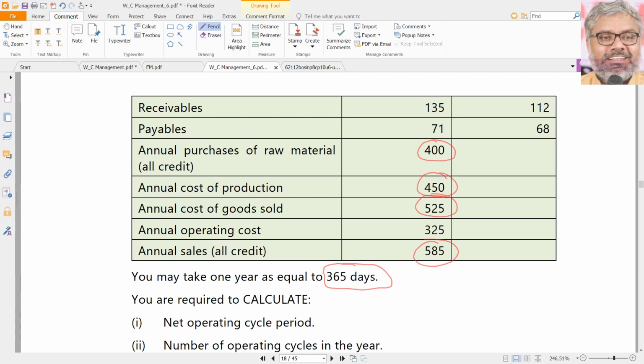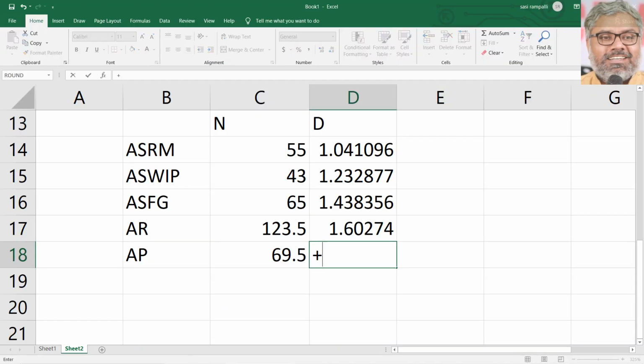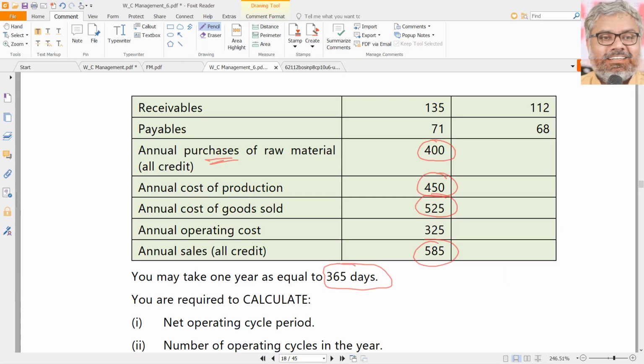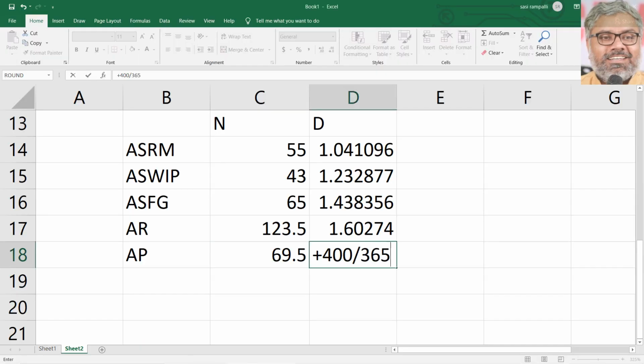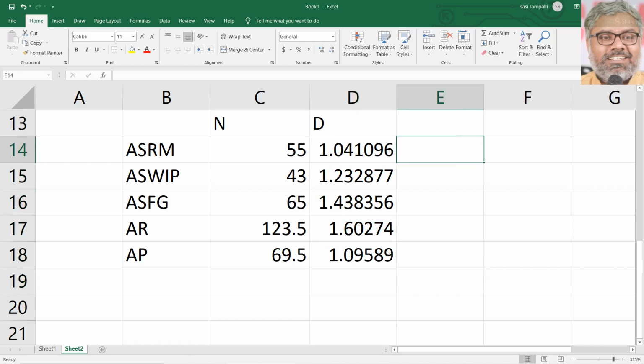Then for payables we need purchases per day. That is given already. So this 400 is not consumption, that is purchases. That is the main point to be noted here, because consumption is different, purchases are different. Purchase of raw material is useful for the creditors computation. For that purpose, the annual purchases are given. But what we need is not annual. What we need is how much raw material is purchased per day. Since all are credit, directly this can be taken. That's all. We have the numerator, we have the denominator.